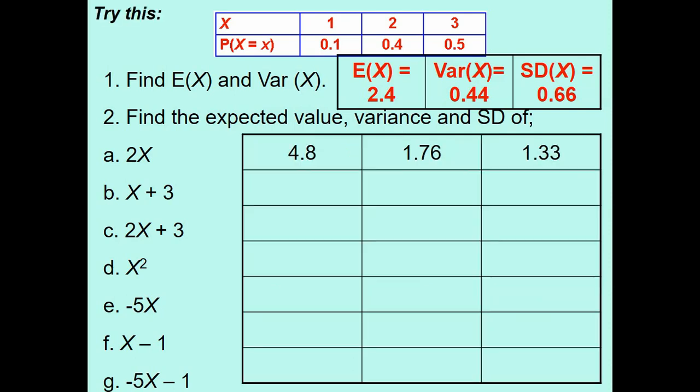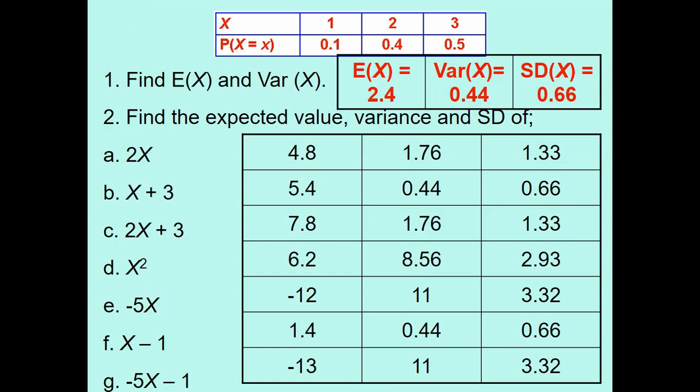So in your video pack you've got this table. The first column is just going to have the values of E of x in it. The first one there we've just got for 2x, we got 4.8. Second column is the variance, and third column the standard deviation. Okay, so again, if you can just pause the video, have a go at trying to do exactly the same for these other functions of x.